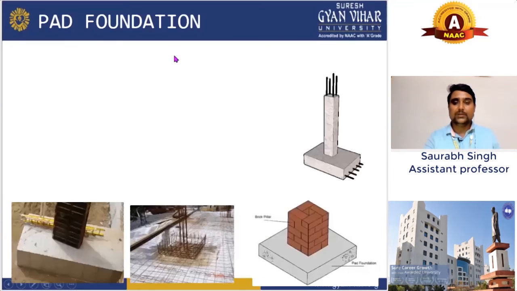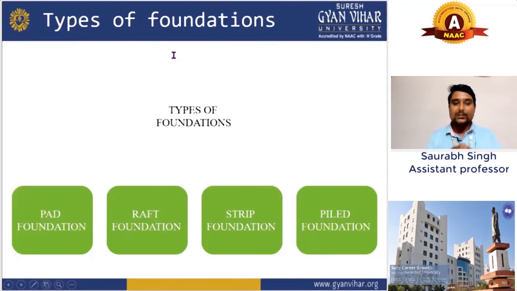Now we also did the types of foundation. We have a very good idea about the types of foundation: pad foundation, raft foundation, strip foundation, pile foundation. These are very important topics which you need to know, because if you are a civil engineer, you should have full knowledge of a foundation: the function of foundation, the working of the foundation, and the selection criteria of the foundation.